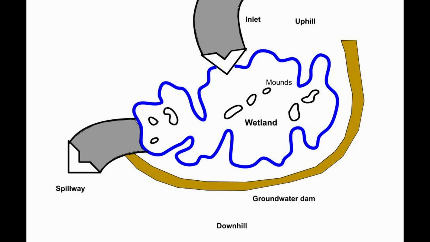Let's look at where the groundwater dam should be built. Most groundwater dams are built along the lower 2/3 edge of the wetland you're planning to build. The elevation where the groundwater dam begins and ends should be equal to or higher than the elevation of water in the wetland you're planning to build.